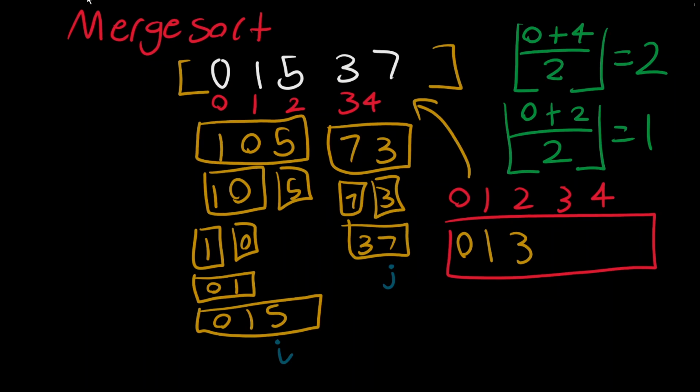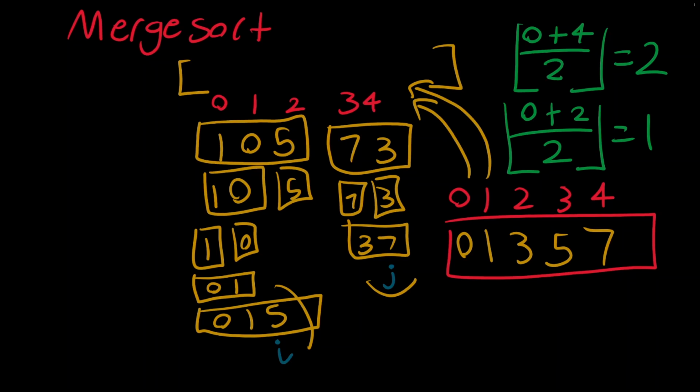Is 5 less than 7? It is less than 7, so we get to put in 5. We're out of entries here, so we fill in the rest with j, and that's 7. We copy this finally back into our full array, so our full array gets overwritten with the temporary array again. So we're now writing 0, 1, 3, 5, 7. And that is merge sort.